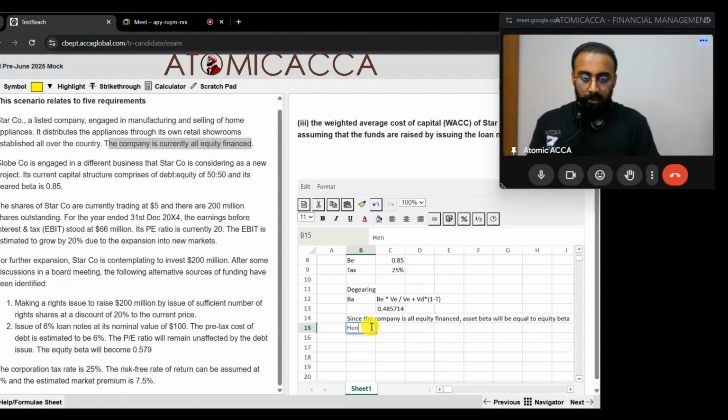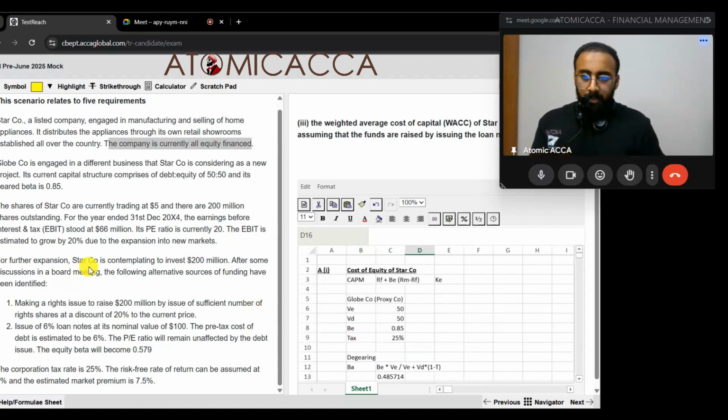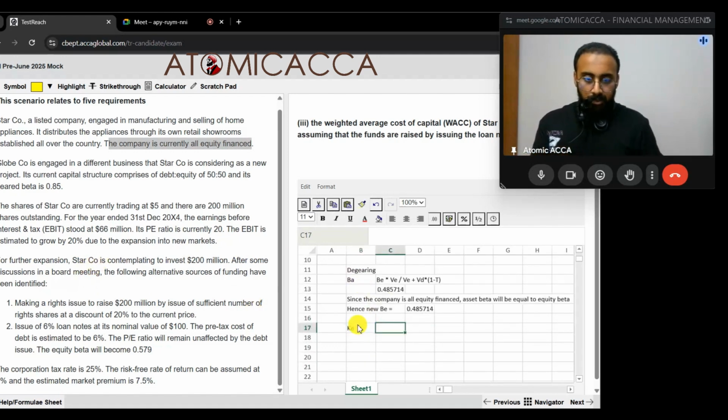Cool. Hence new BE is equal to 0.485. Now that is sorted. Next thing, what we have to find is the new cost of equity, that is the CAPM. For that, the risk free rate we take at 4%, RM minus RF is equal to 7.5 percent. So KE will be equal to RF plus beta equity into RM minus RF.